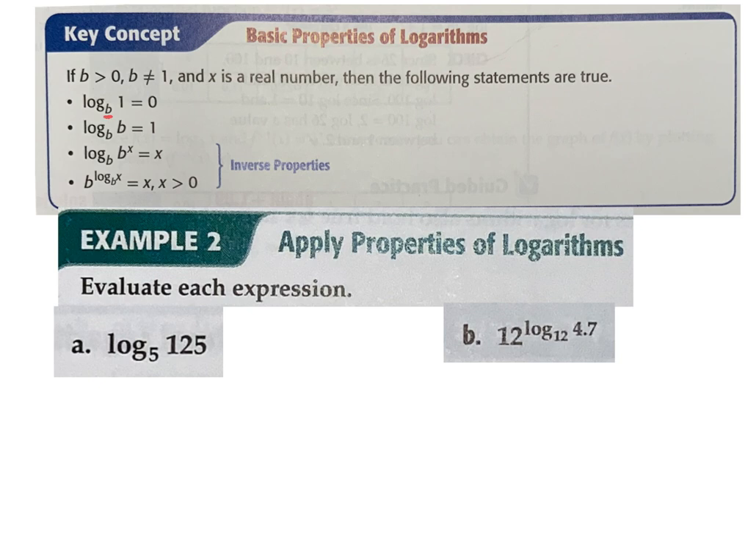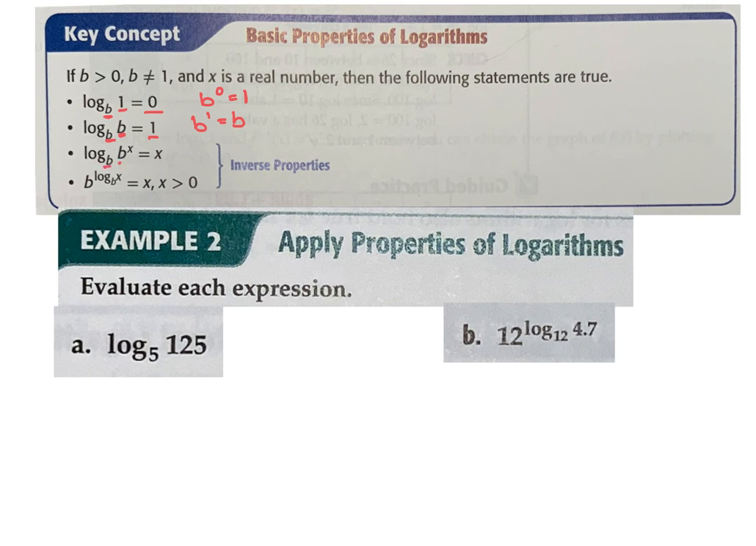Any base of 1 is always 0. Why is that true? Because anything to the 0 power equals 1. So if you have log base anything of 1, it is 0 because anything to the 0 power equals 1. Any base of itself is 1 because anything to the first power equals itself. So if I have a base of the same number, it's going to just be 1.